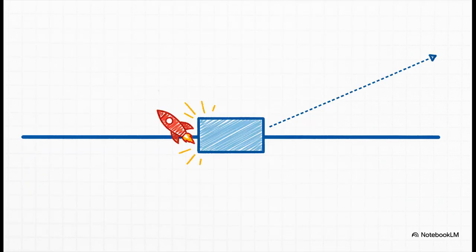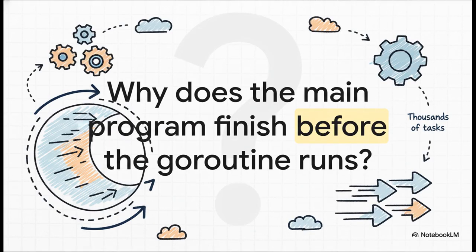And this is the best part. Starting one of these concurrent tasks is this easy. You literally just put the word go in front of a function call. That's it. The main program just keeps on trucking, and that new task starts running in the background. It's just beautifully simple. But that incredible simplicity creates our very first problem.